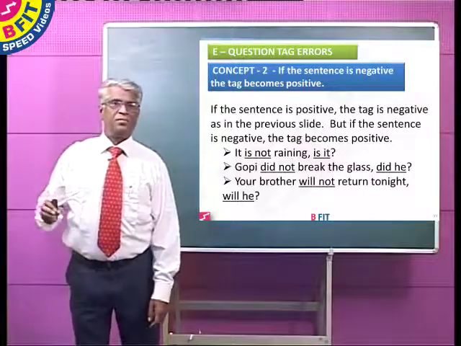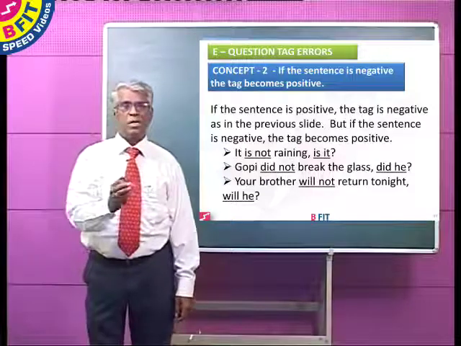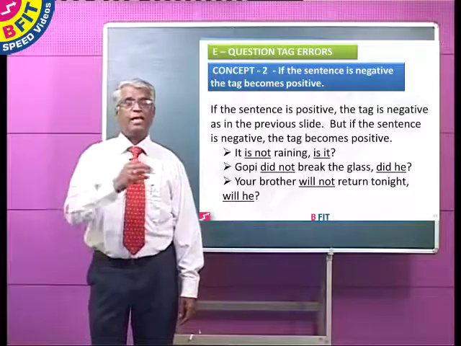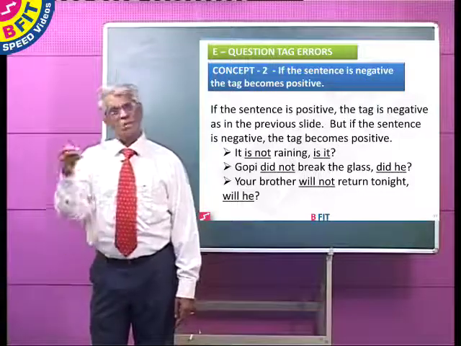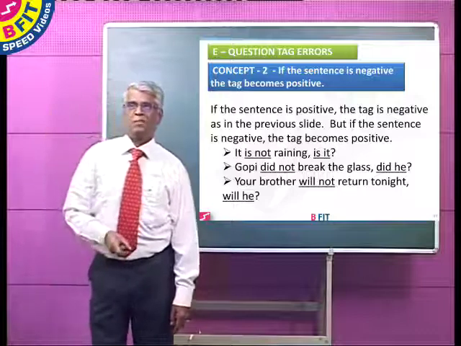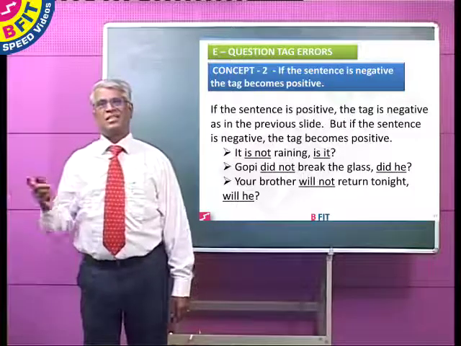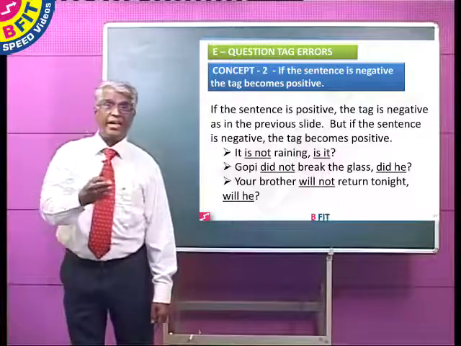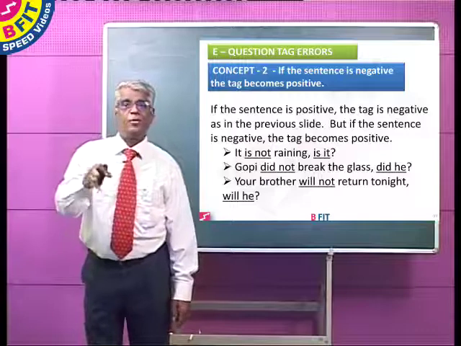Now, normally, if the given sentence is positive, the tag is negative. You are a member, aren't you? You are is positive, therefore the tag is negative. Hockey is our national game, isn't it? Sentence positive, tag negative. What will happen if the sentence itself is negative? Now, look here, the first example, it is not raining. If the sentence is positive, the tag is negative. Here, the sentence itself is negative. Therefore, the tag should be positive. It is raining, isn't it? It is not raining, is it?